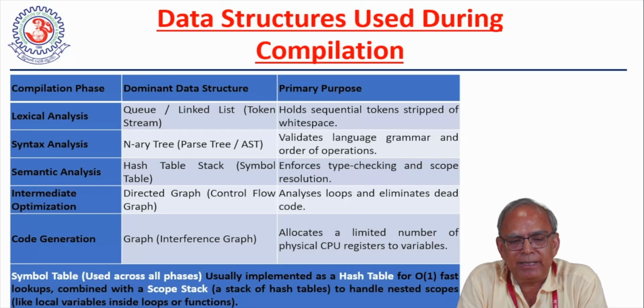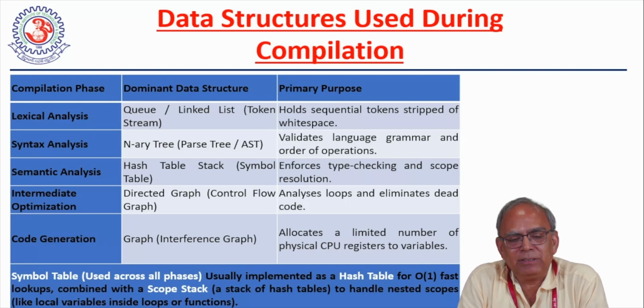Then we have the semantic analysis, where we check whether the expression is a valid expression or not. So we have hash tables for symbol tables. Then we have the intermediate optimization. Here we require directed graphs to check whether the control flow is proper or not. Then for code generation, it uses interference graphs. So graphs are required here.